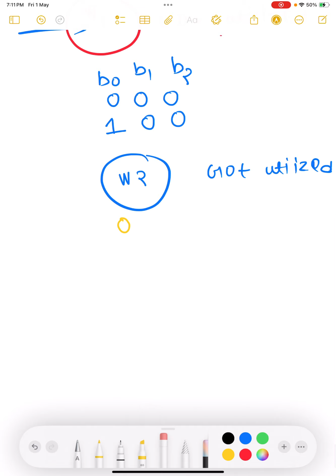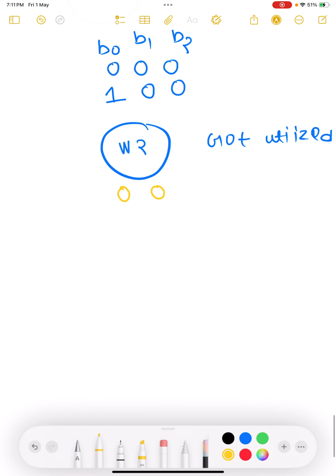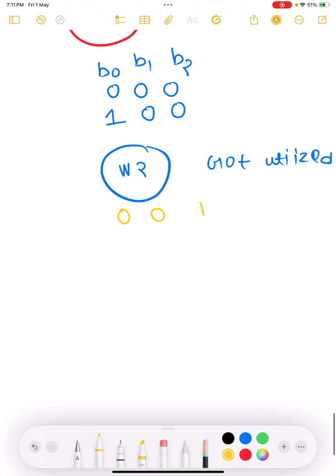Again the 0. Let me write. So B1 is unchanged, that is 0. And what about B2? Because for B2, if you keep 0, you will move towards way 2. So it is prohibited. You have to move away. So you have to switch B2 to 1. So here B2 will become 1. Right? Nice.